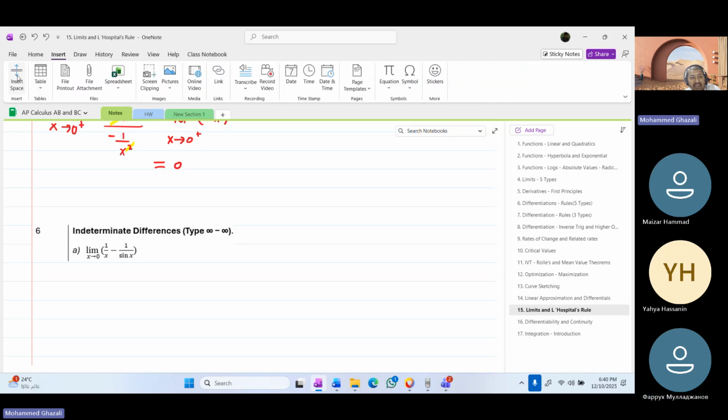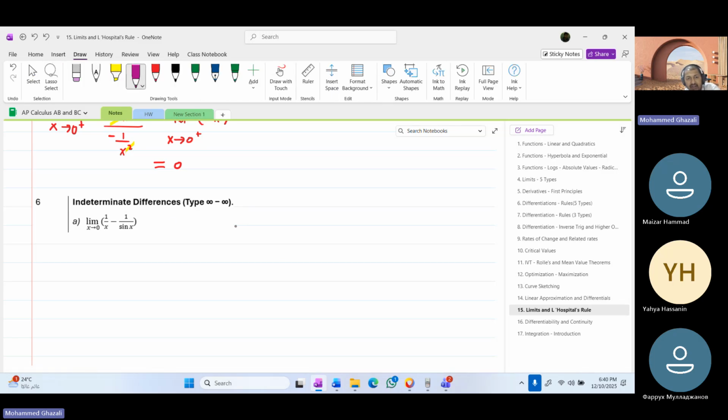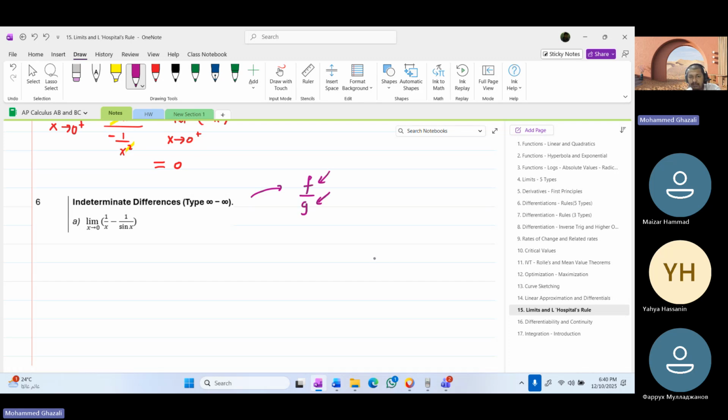When you have subtraction, again, change it to do LCD and change it to numerator and denominator. Remember, every L'Hopital's rule must be of the form f over g. You must have a function on top. You must have a function at the bottom. And you always come back to the first indeterminate form to apply the rule.